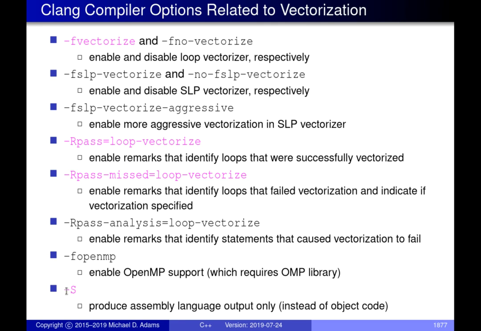As I mentioned before, there's a -S option, which is similar in both GCC and Clang, which allows you to get the actual assembly language that was output instead of object code. So that's basically the key options with respect to Clang.